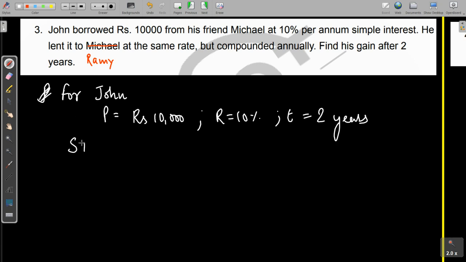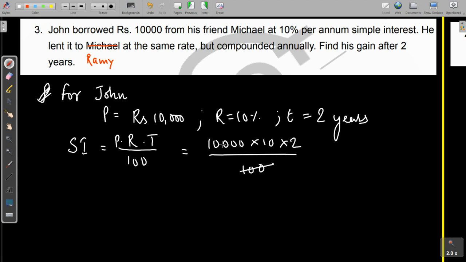The simple interest that he is going to pay would be simply P R T by 100, which would be 10,000 times 10 times 2 by 100, which is 2,000. So the interest paid by John, this is going to be paid by John. John is going to pay this. Okay.